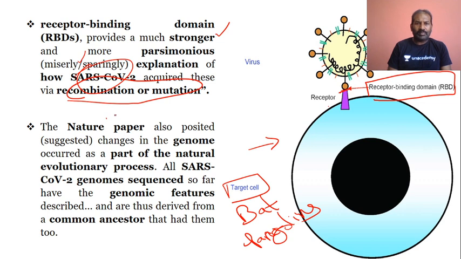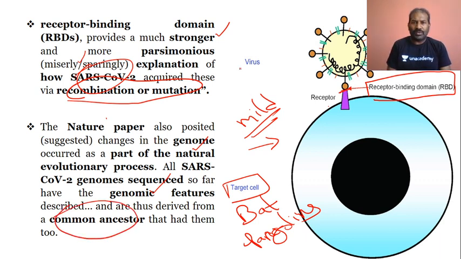And the Nature paper has also given a suggestion that the genome occurred through a natural evolution process. The SARS-CoV-2 genome sequence keeps on changing its genome features, and to some extent there could be a mild change in the sequencing, but it is actually derived from common ancestors.